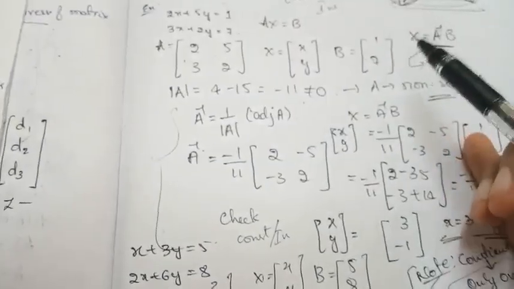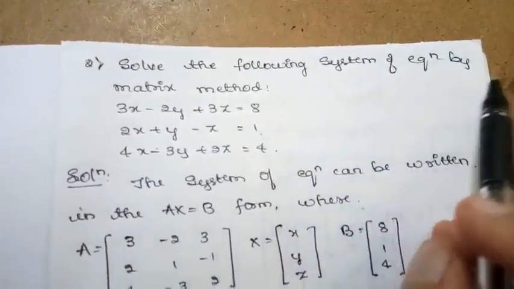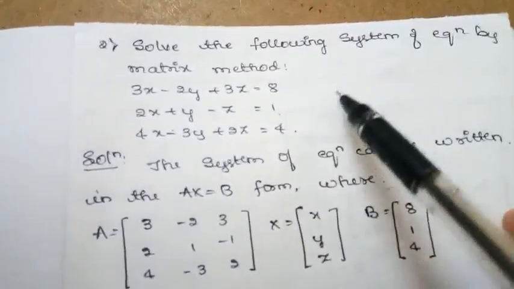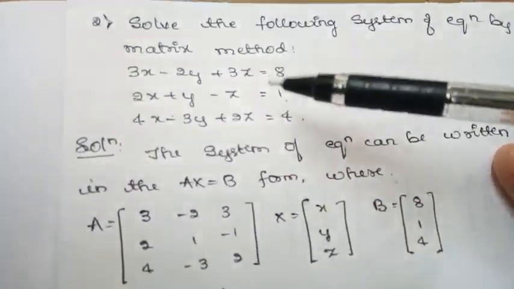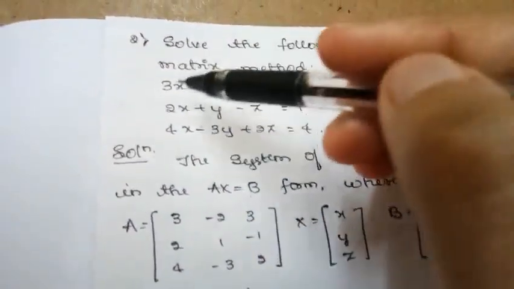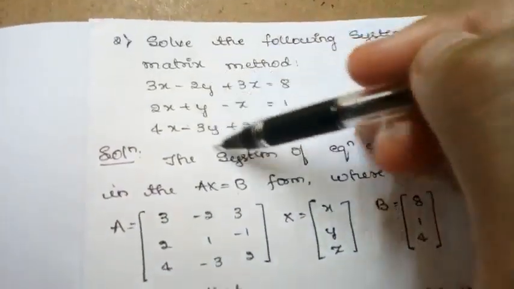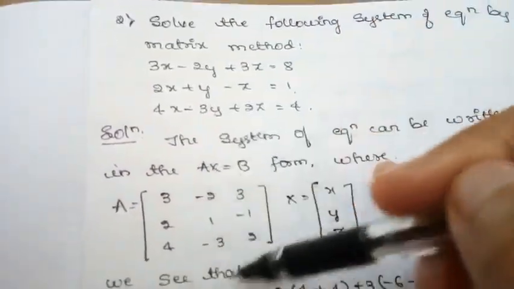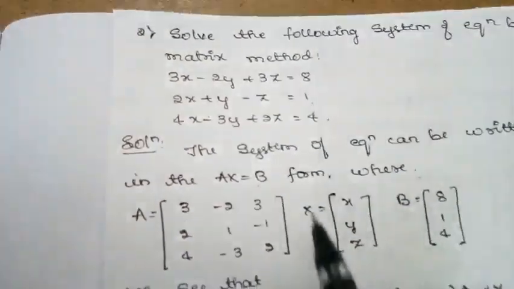So this is how we are solving the problems based on systems of linear equations. So here is a question: solve the following system of equations by matrix method. So they have given you the system. By looking at the system, we can express it in the form AX equals B, where A is nothing but the coefficients of x, y and z. Coefficients of x, that is 3, 2, 4, are our first column. Coefficients of y, minus 2, 1, minus 3, are our second column. Coefficients of z, that is 3, minus 1, 2, are our third column. So this is our matrix A.